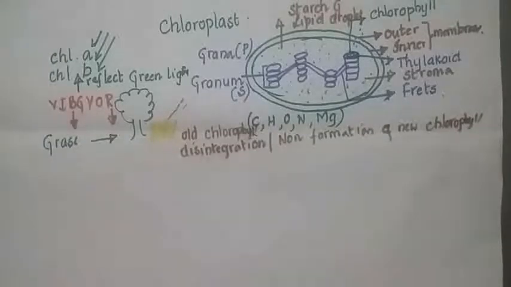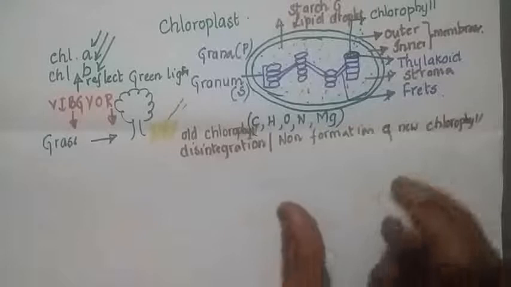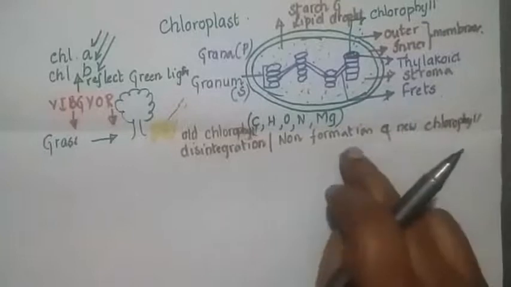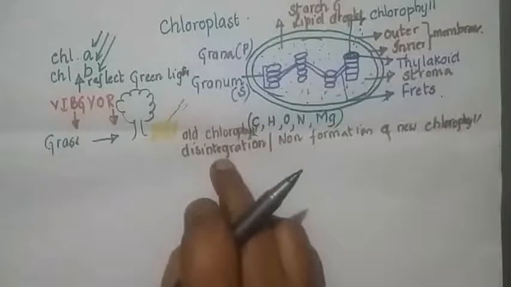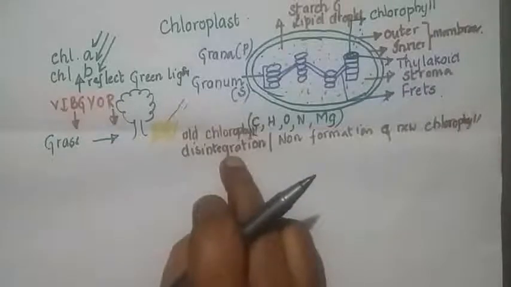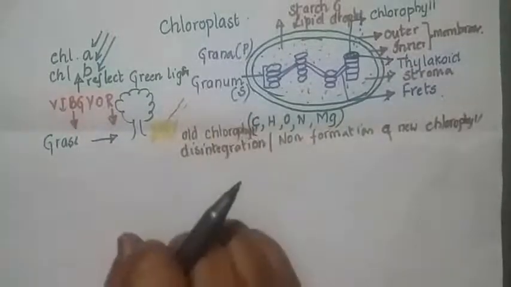So again you can expect this as a give reason question in the board examination, where I have to use these two phrases. You can say that since the leaves are not exposed to the sunlight, there is no formation of chlorophyll because it requires the sunlight to carry out the synthesis of chlorophyll, and old chlorophyll which was found on the earlier days also undergoes breaking down, or you can say disintegration, which makes the leaf or the grass turn yellow.